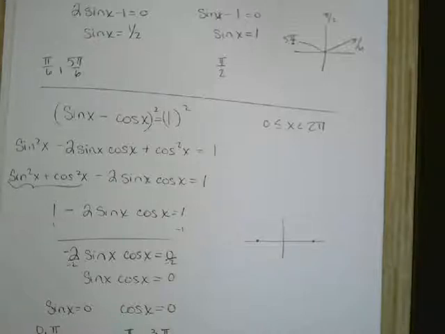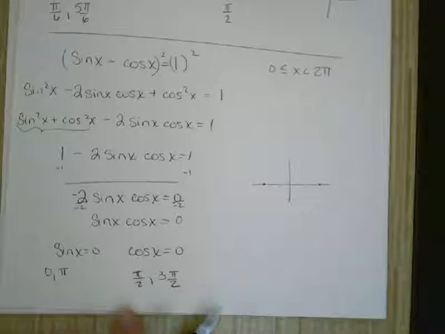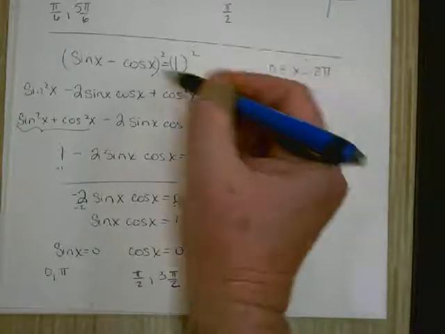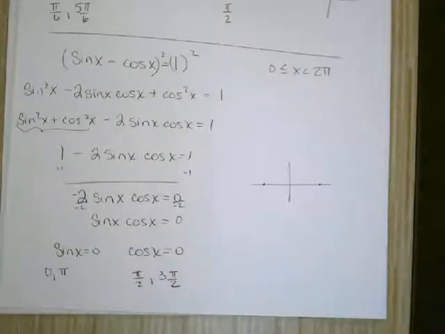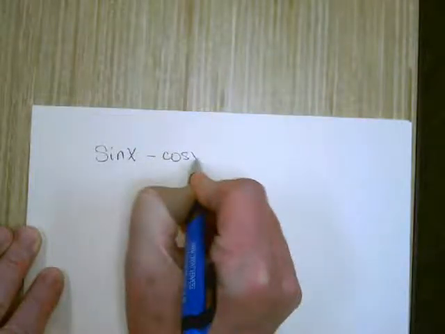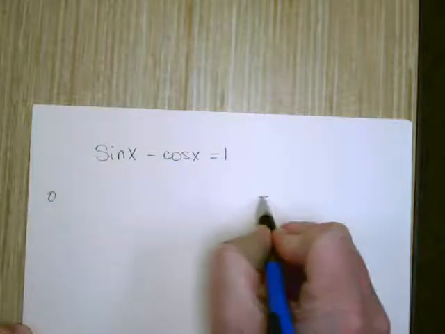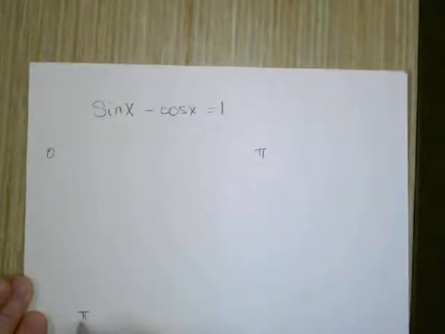Now, because I squared both sides, I'm going to have to check these. I'm going to have to check them and be sure that they work in the original equation. So I'm taking this equation, sine x minus cosine x equals 1. And I'm checking it at 0, at pi, at pi over 2, and at 3 pi over 2. Got to check it at all of those.